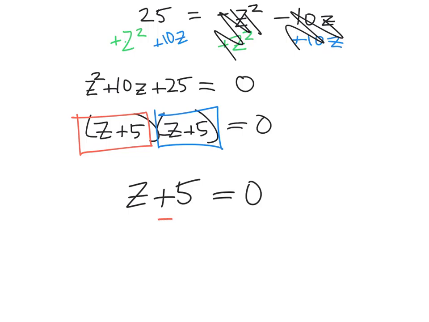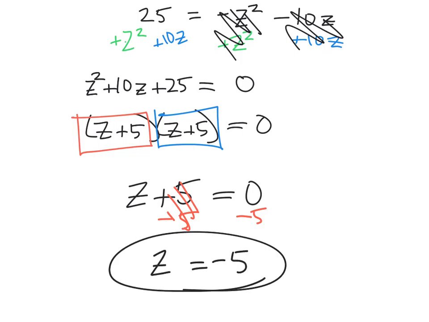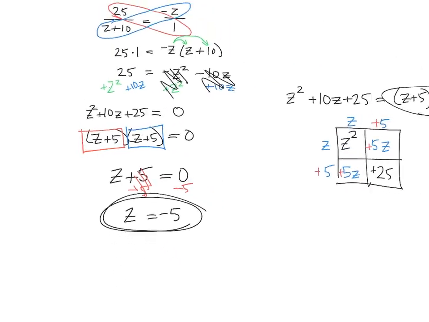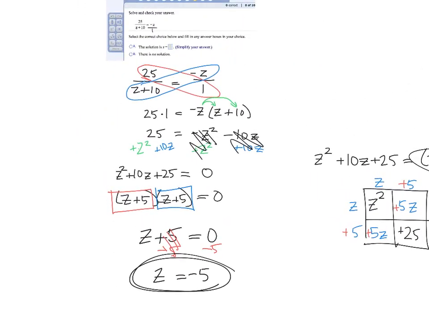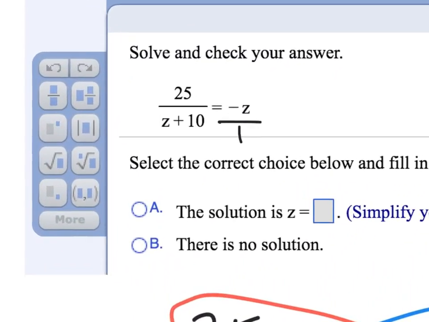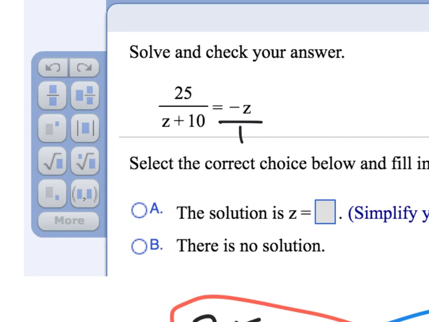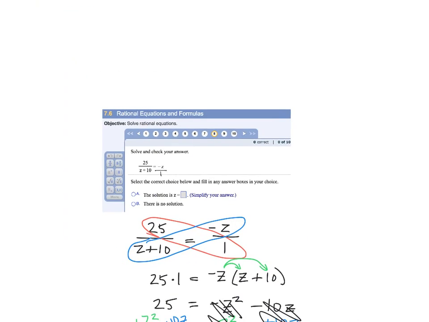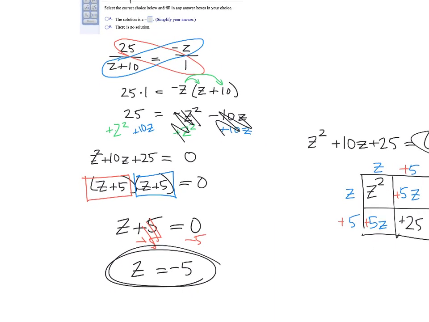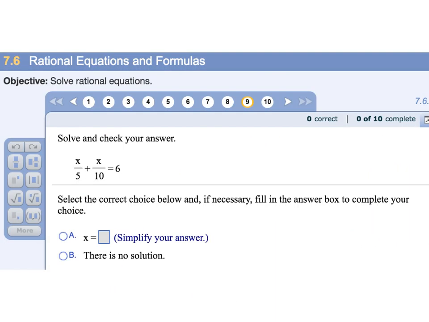So now we're going to solve for z. So we're going to subtract 5. That makes the 5's go away, and you end up with z is equal to negative 5. So that's a lot of work for such a simple looking little problem to show that z is equal to negative 5.